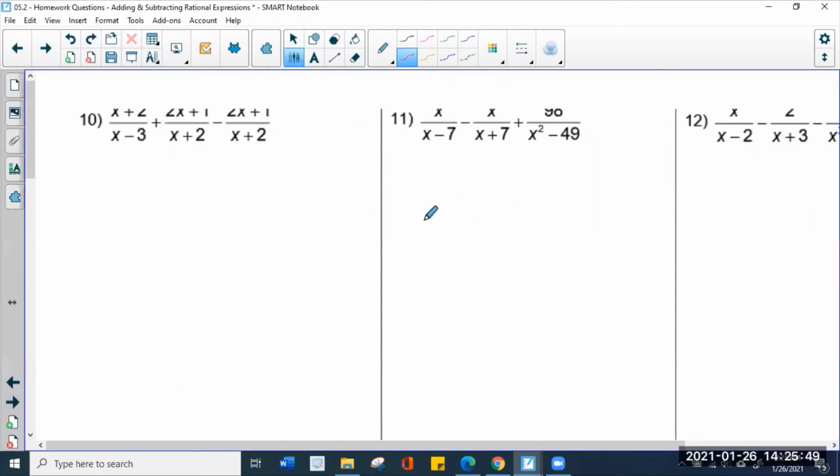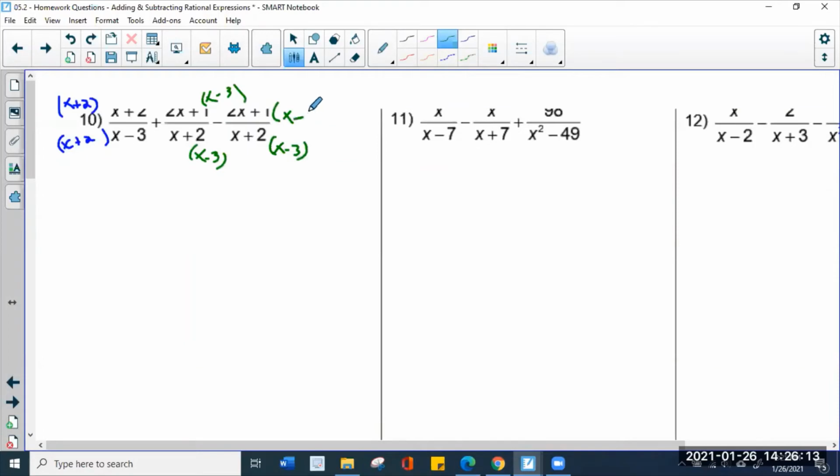You just do it again. No keep, change, flip here, right? So here I would multiply this by x plus 2. Luckily in this problem, they didn't give me another one. That would kind of stink. And then I multiply both of these by x minus 3. And then you would have to multiply the top together.